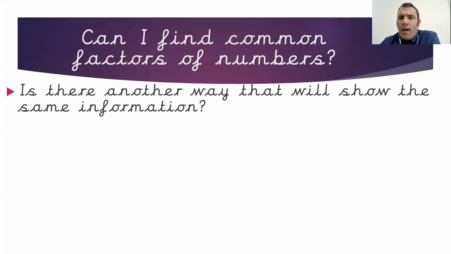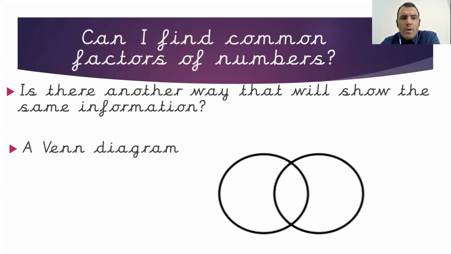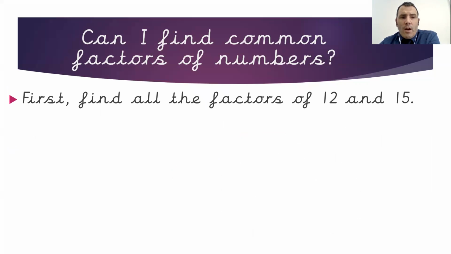Is there another way that we can do that? Have a think. We can use a Venn diagram. This is where we have two overlapping circles to show different sets of data. And then in the middle of that, we have where the data is the same. So we'll use 12 and 15 for this example, and we'll work it through together. First of all, you need to find all the factors of 12 and 15, and we're going to record them in a table. Pause the video here and do that now.